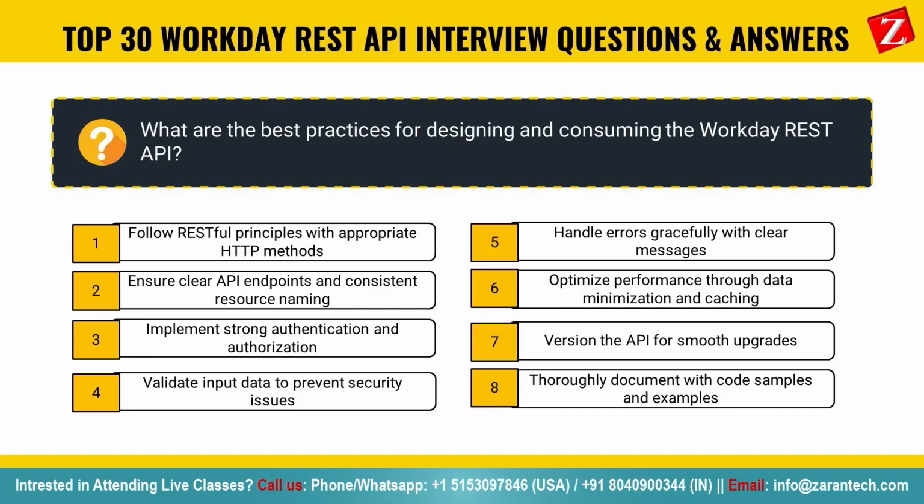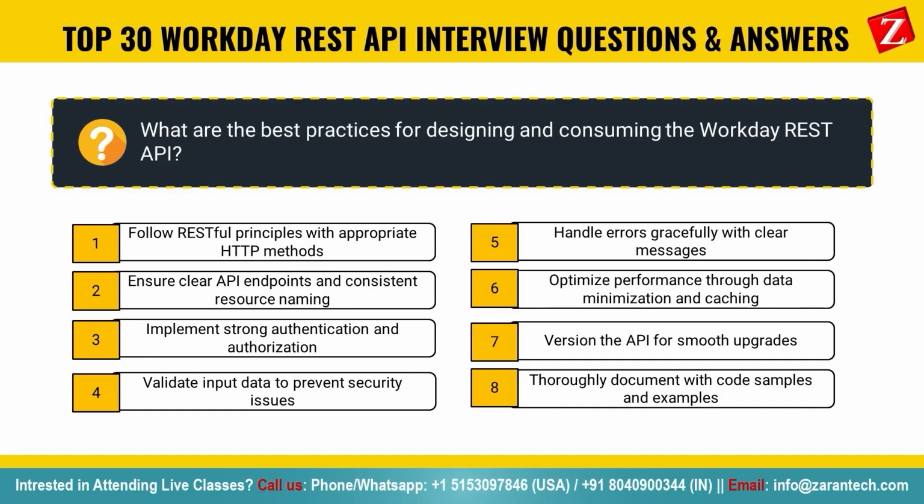Optimizing performance through data minimization and caching can significantly improve API responsiveness. Minimize the amount of data returned in responses, and implement caching mechanisms to reduce server load and latency. Let's say you're fetching employee data from Workday's API. By only retrieving the necessary fields and caching frequently accessed data, you can reduce response times and enhance overall performance.